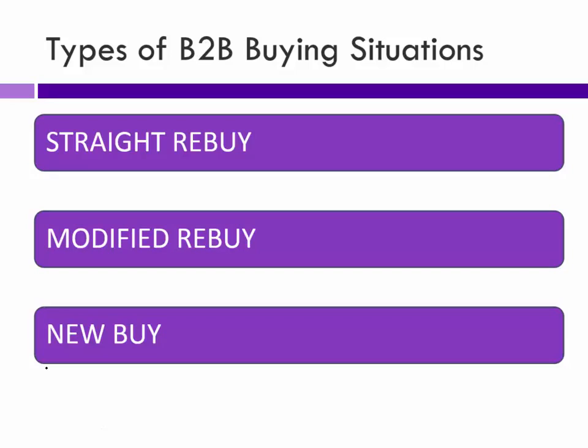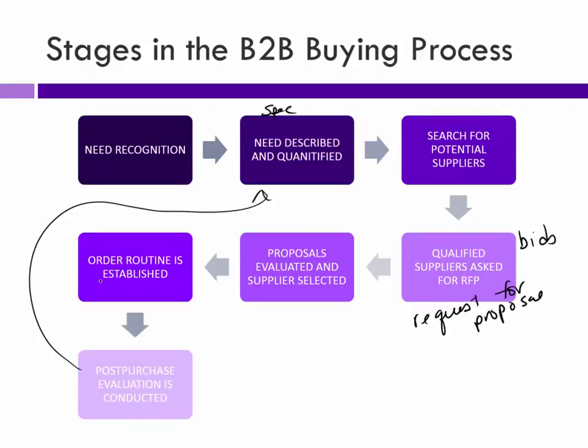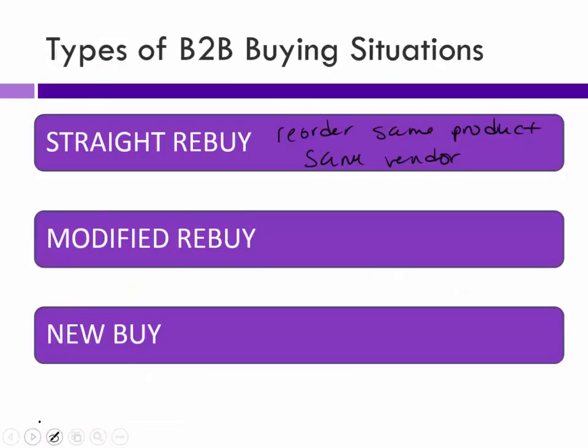So if it's something just like a straight rebuy, I'm just reordering the same product, probably the same quantities, same vendor or supplier, then that's a straight rebuy, and I'm probably not going to go through all these steps then, right? I'm reordering paper for the copier, okay? I'm not going to go through all these steps and get bids and all that kind of stuff.